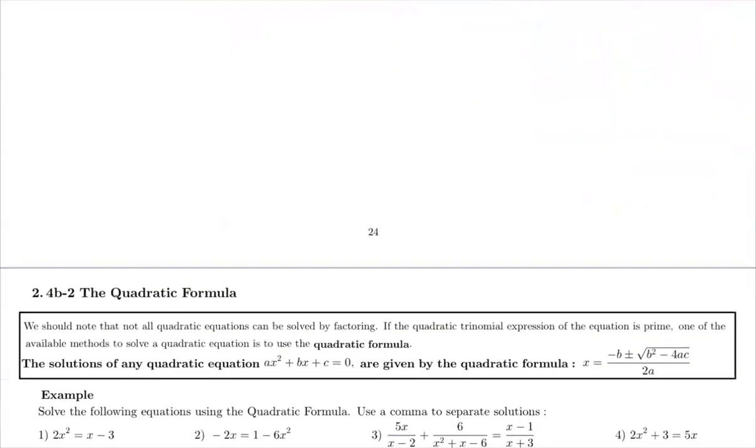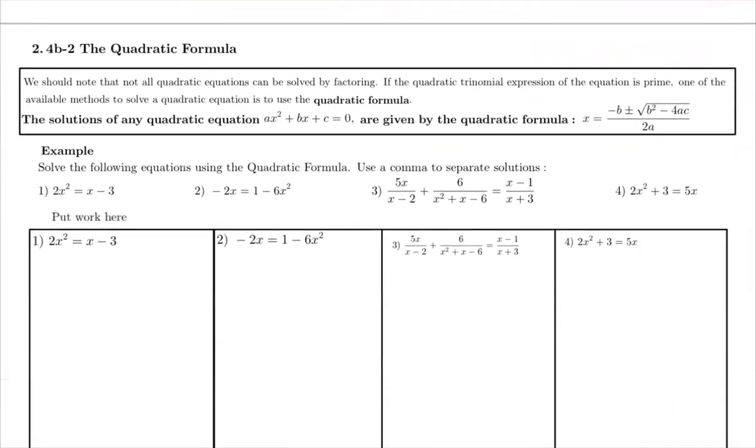Now let's see when it comes to solving quadratic equations by using the quadratic formula. This is the quadratic formula. So if the quadratic equation is in standard form, the coefficient of the quadratic term is A, the coefficient of the linear term is B, and C is the constant.